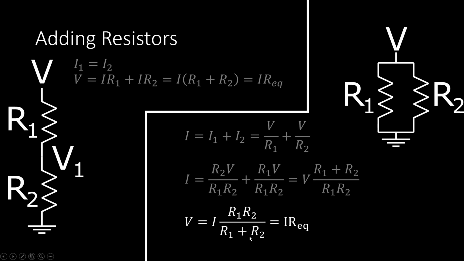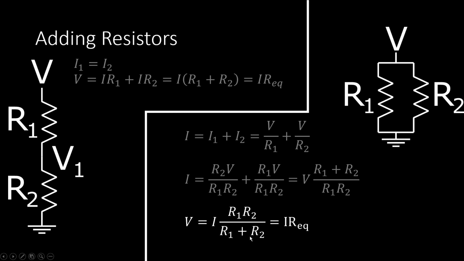One thing to note is that for resistors in parallel, the overall resistance is going to be less than any of the resistors in the circuit, whereas when we're adding resistors in series, the overall resistance is going to be greater than any of the resistors in the circuit.